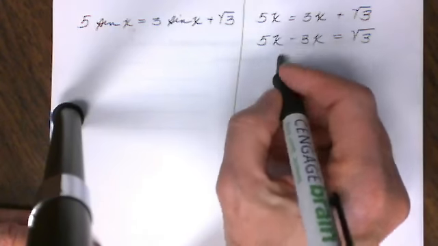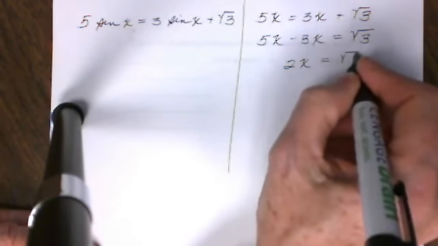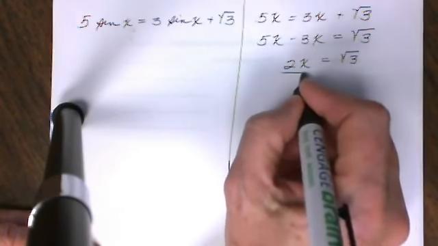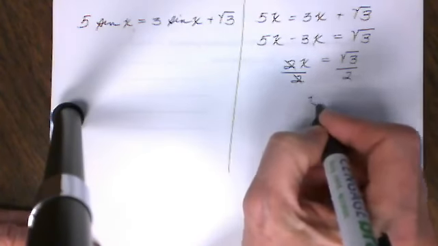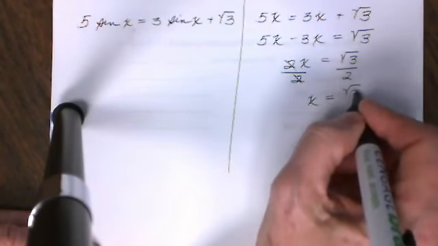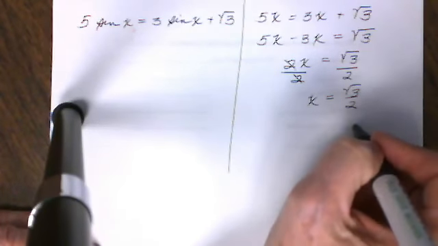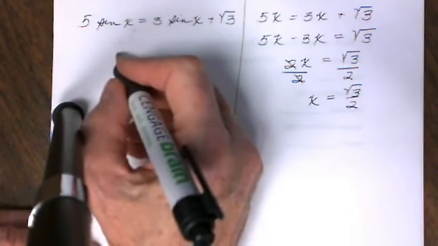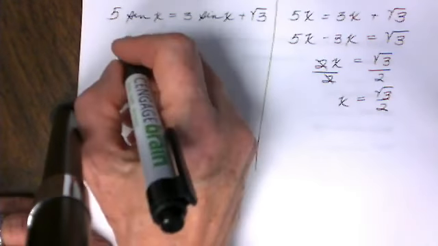5x minus 3x gives me 2x's on the left side of the equation and the square root of 3 on the right side of the equation. To solve this equation for x, I'm going to divide both sides by 2, and x is equal to the square root of 3 over 2. If this were algebra class, I would be done. I would have solved this equation. However, over here in trigonometry class, we're going to see that I need to do a little bit more work.